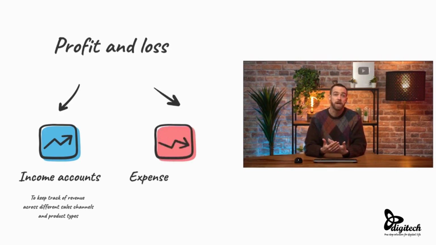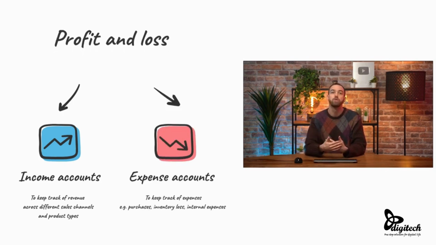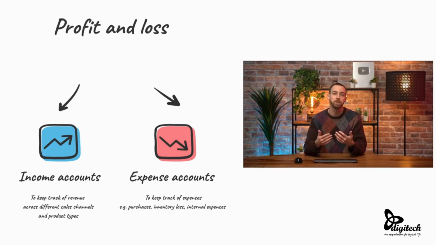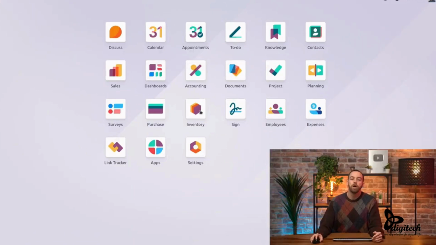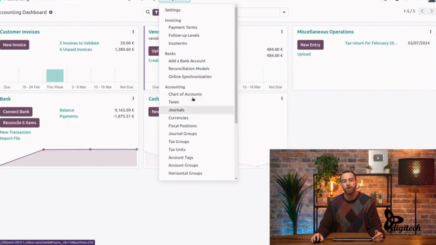Similarly, expense accounts are where a company keeps track of their expenses going out, whether that's due to external purchases, inventory loss, or internal expenses. Let's take a look at it in our Bloom database. So to start off, we'll open the accounting app and go into configuration and chart of accounts.